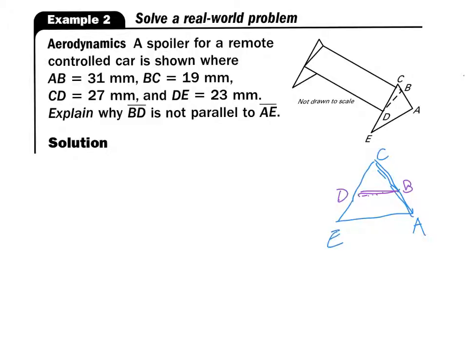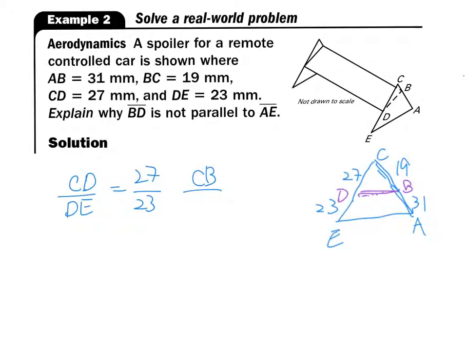We've got AB to be 31. BC is 19. I totally did not draw the proportion right, but you get the concept. CD is 27 and DE is 23. Explain why BD is not parallel to AE. So really what it is asking is about this proportionality here, right? So we just need to find the ratios. CD over DE is 27 over 23. 23 is a prime number. There's nothing we can do.